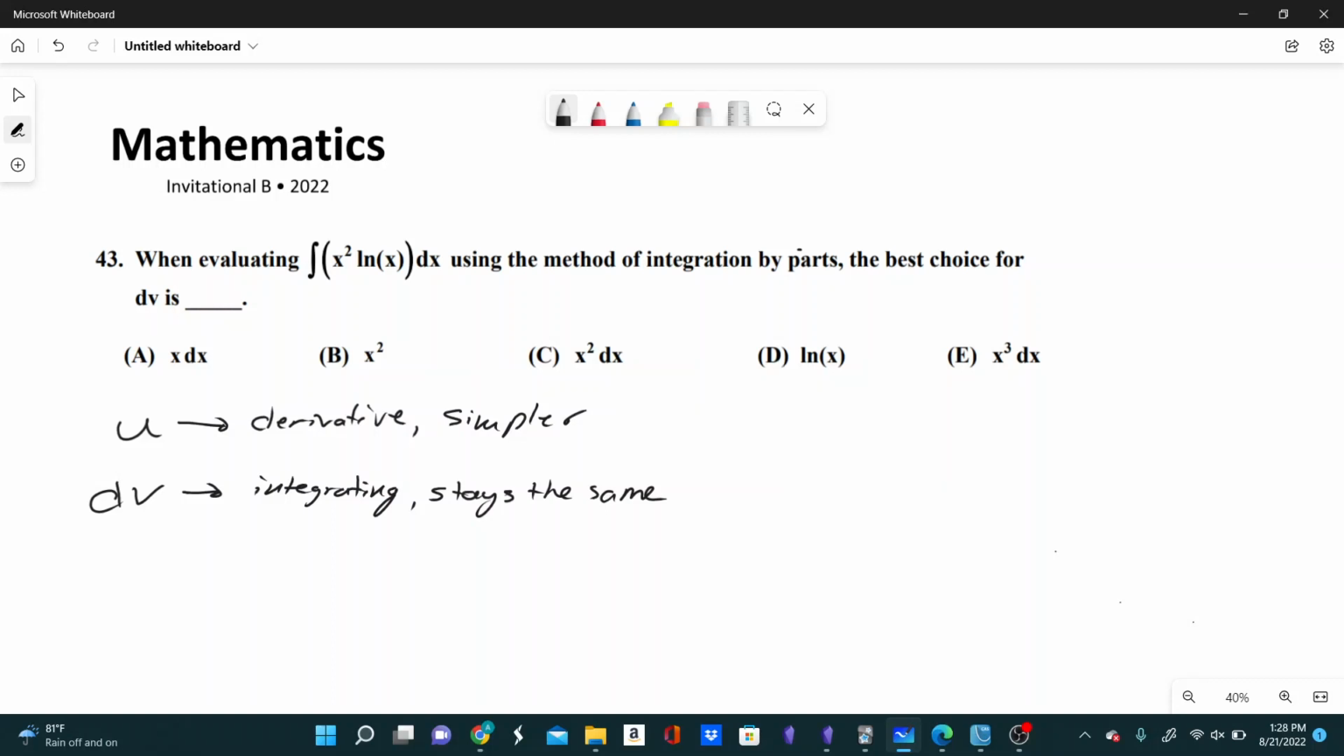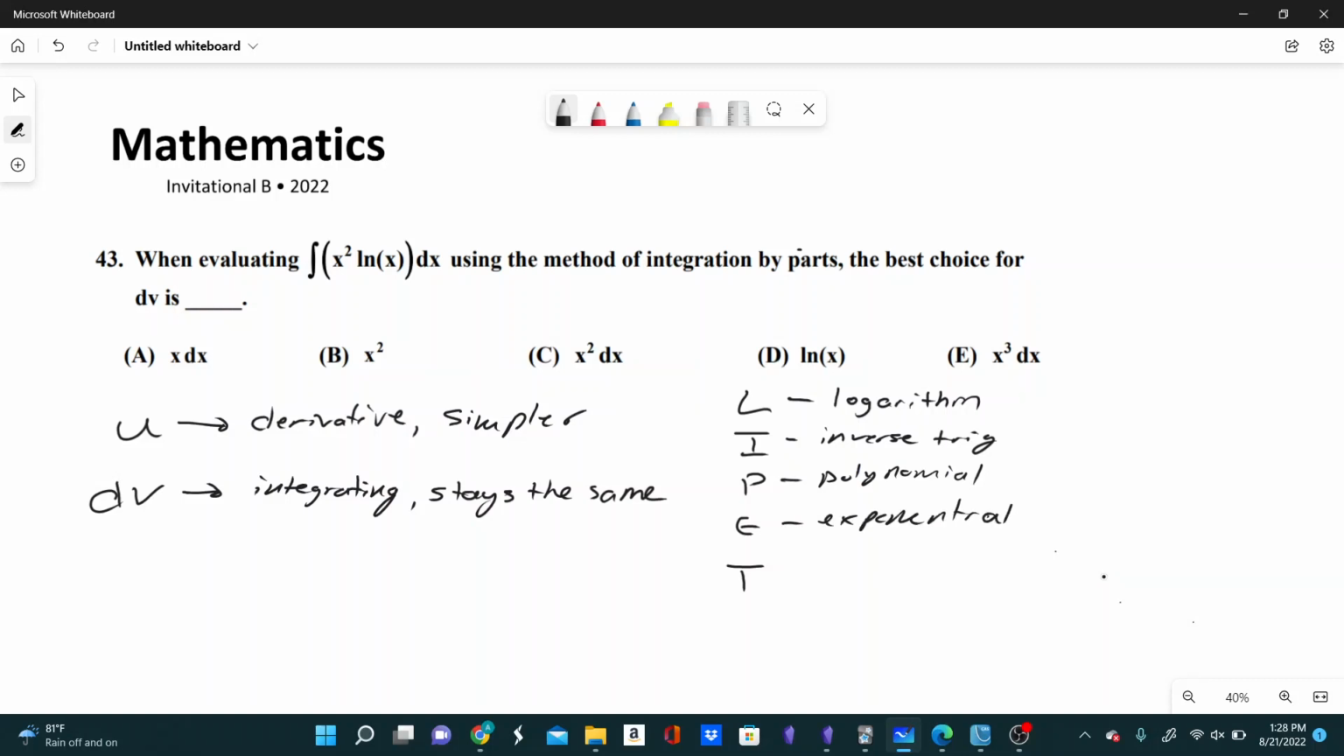There's an acronym or a mnemonic that we can use for finding u, and it's called LIPET. L stands for logarithm. I stands for inverse trig. P stands for polynomial. E stands for exponential. And T stands for trig. So this is basically the order.